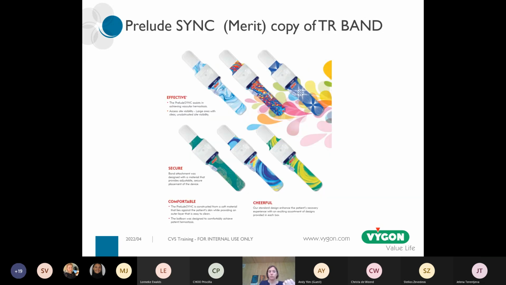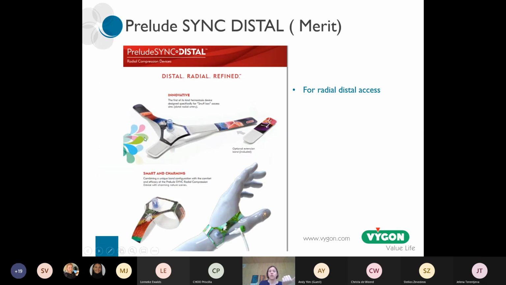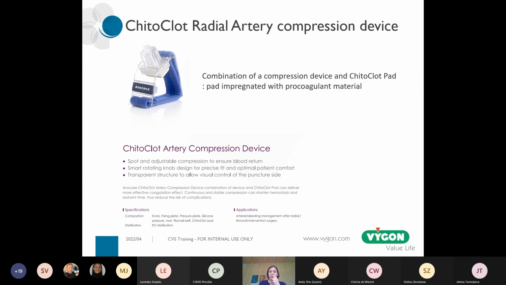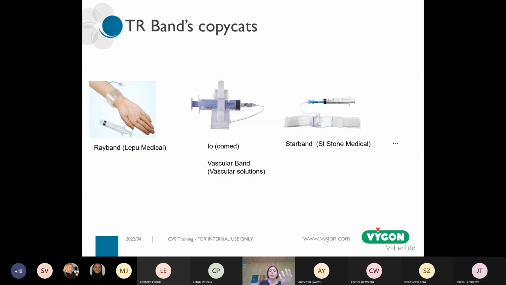And for Merit, you have the Prelude, which is very similar to the TR-band. And you have now the Prelude Think Distal, which is used for distal access. And to finish, this is an example of a compression device with a pad impregnated with procoagulant material. And you have a lot of other competitors, but a lot of them are copies of TR-bands, and we don't really know about the quality.